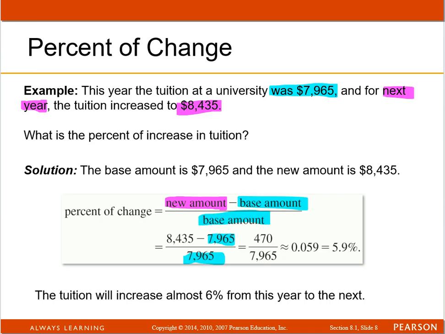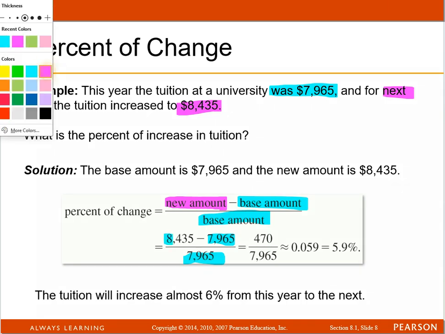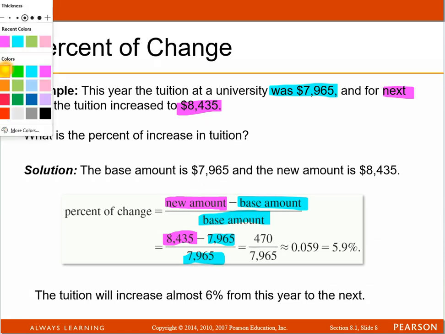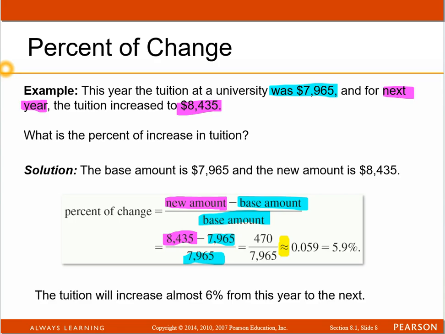So you can see that they're putting in all the right numbers in all the right places. So you subtract in the numerator, subtract those two amounts, you get 470. You divide it by the 7,965. And then if you've never seen this here before, it looks like an equal sign that's having an anxiety attack. That means approximate. So it's not quite equal to that, but it's close because it's been rounded off.